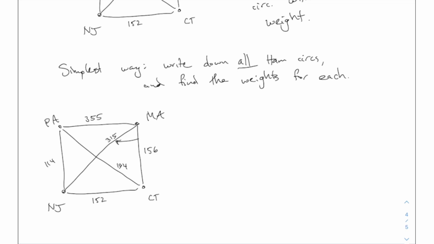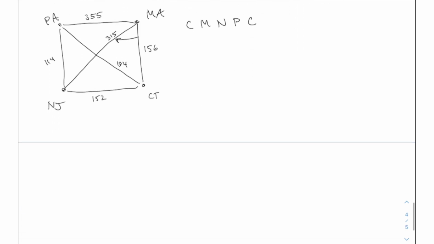I'm going to abbreviate the states again. So let's start with C. Maybe I'll do kind of an alphabetical order here. CMNPC. That's one way to do it, right? Connecticut to Massachusetts to New Jersey to Pennsylvania to Connecticut. All right. I want to write down all different possibilities. There should be 6 of them, right? So that one, I'm going to leave a little space there because I'm going to add up the weights for each one.